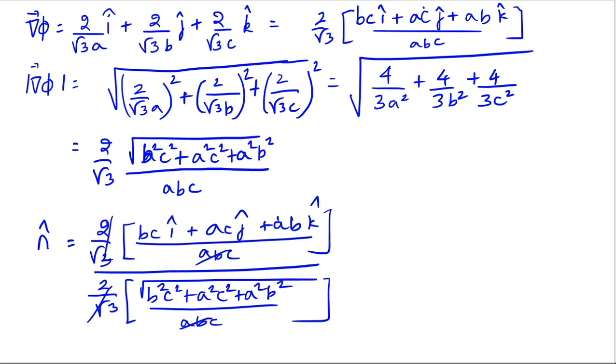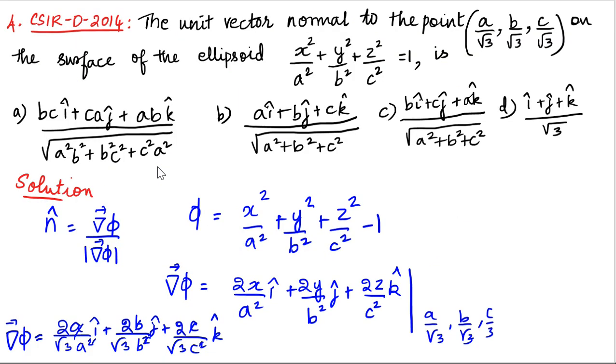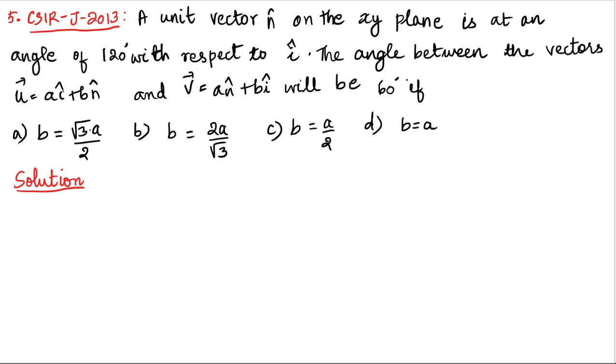And this 2 by root 3, 2 by root 3 also cancel. Now my n cap will be bc i cap plus ac j cap plus ab k cap, the whole divided by root over b square c square plus a square c square plus a square b square. So, which is nothing but our option A. So, this is nothing but simple mathematics over here. The only formula is this unit vector formula. So if you know this formula, then it is going to be very easy.